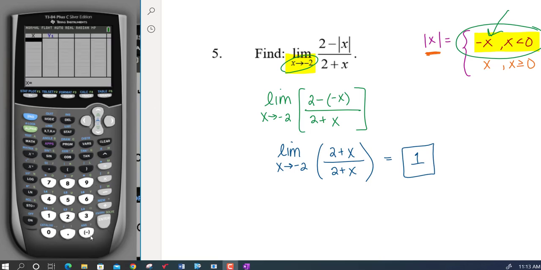So if I'm in my table and I say something like -2.001 and -1.999, I'm testing from both sides to make sure that the output is approximately the same, and it is. If you try to just substitute in -2 directly, you should get an error, and I hope you saw that immediately, because 2 minus absolute value of -2 would be 0, so you'd have 0 in the numerator as well as 0 in the denominator. So I had to do something.